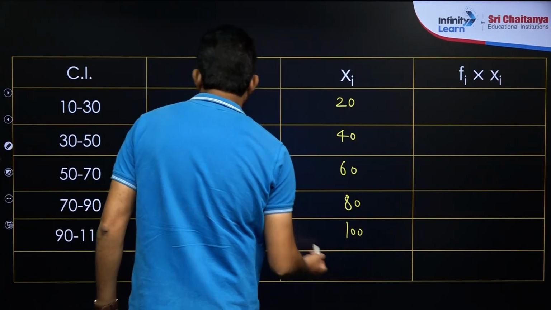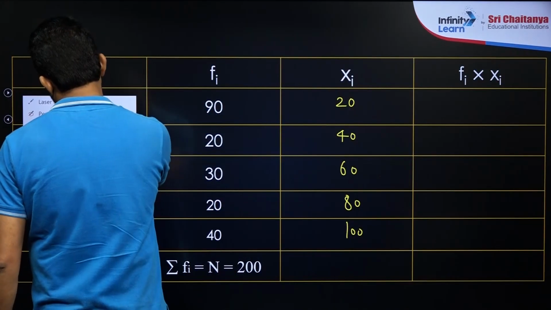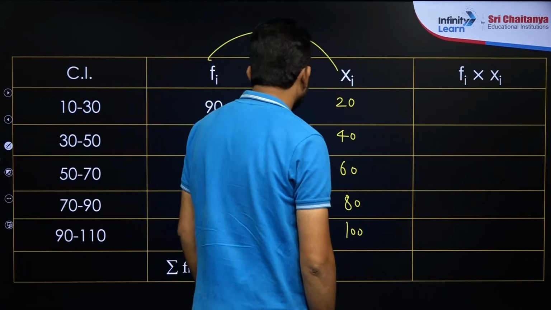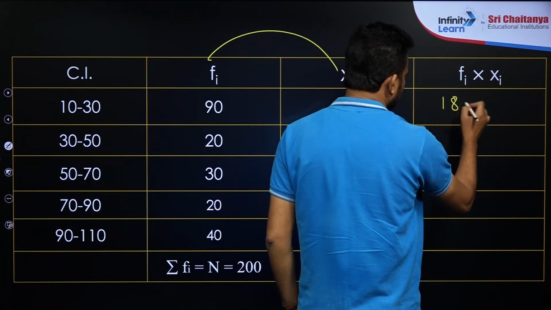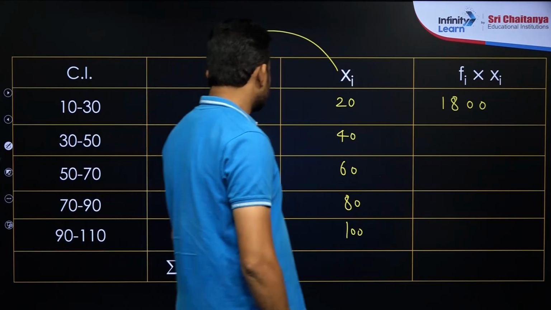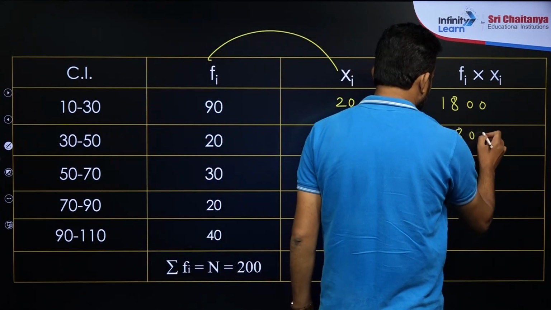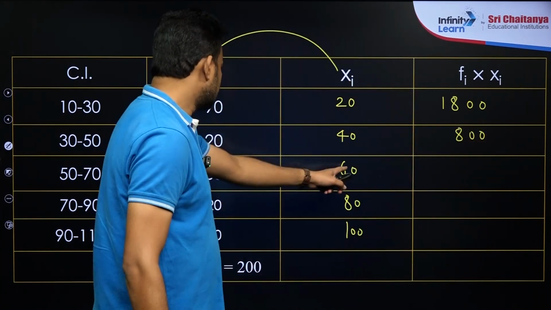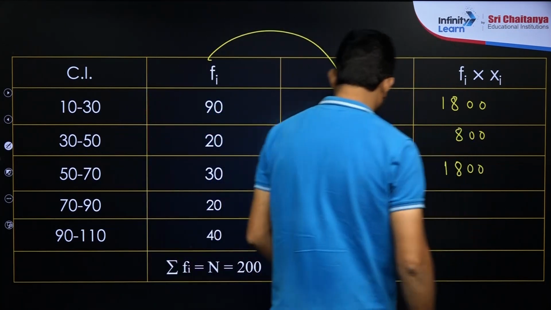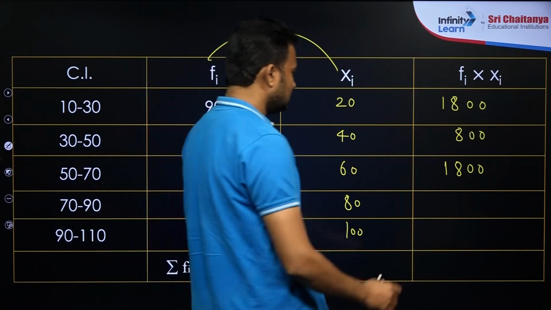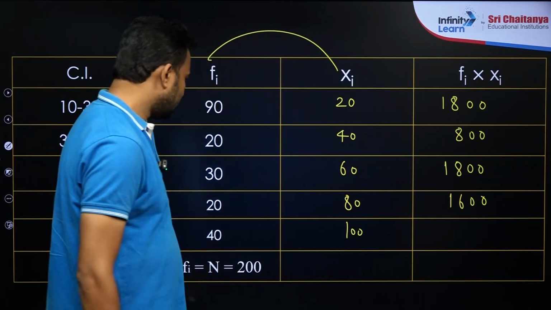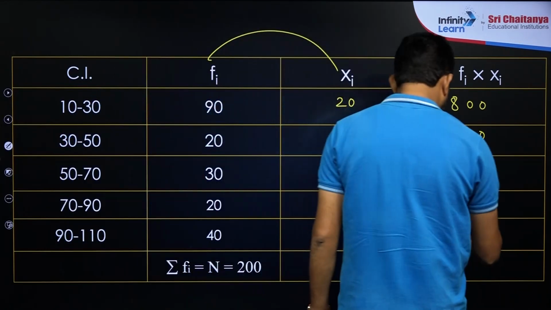Now find fi(xi). Simply multiply these two. 90 into 20 is 1800. Then 20 into 40 is 800. Now 60 into 30 is 1800. Then 8 2s are 16, so 1600. Then 40 into 100 is 4000.